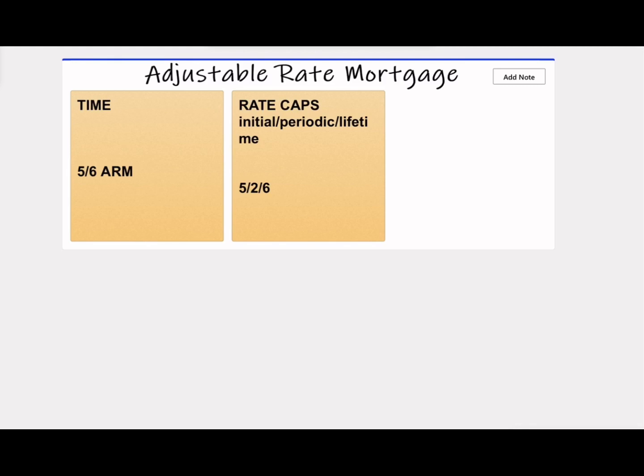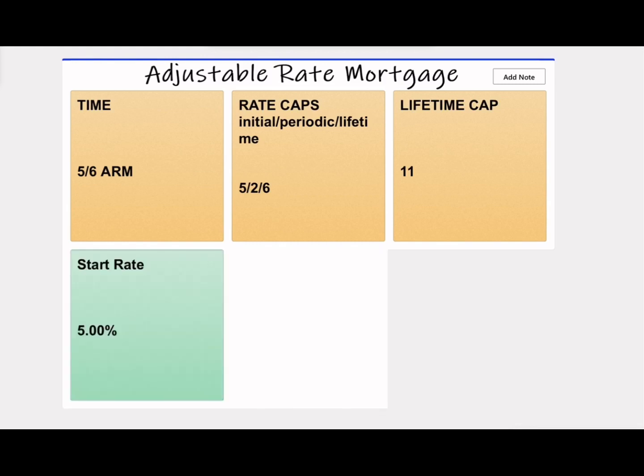The final number at the end is the lifetime rate cap, also known as the ceiling cap, which doesn't allow an interest rate to exceed more than a 6% increase. You can typically find these 3 numbers written right after the 5/6 ARM. This lifetime cap of 11 can be found by adding the starting interest rate of 5 to the lifetime rate cap of 6 in order to have a maximum interest rate of 11.